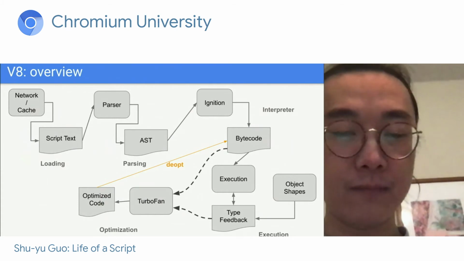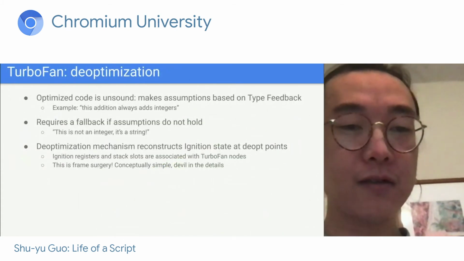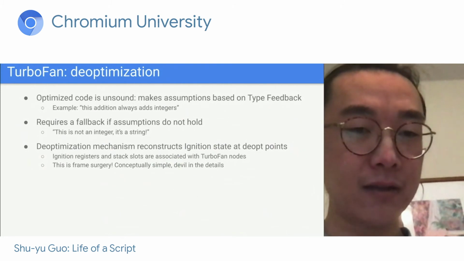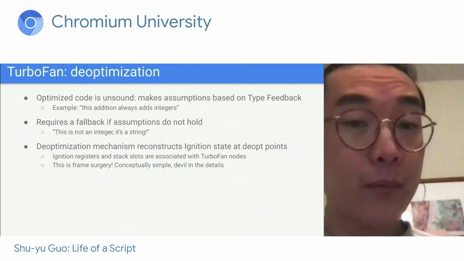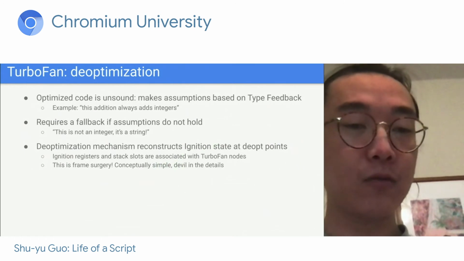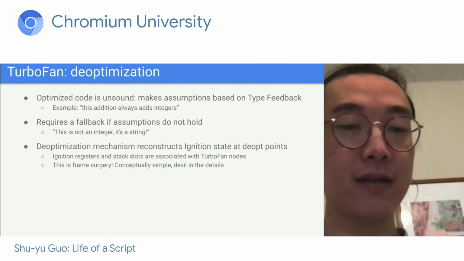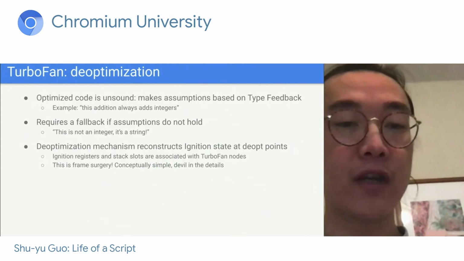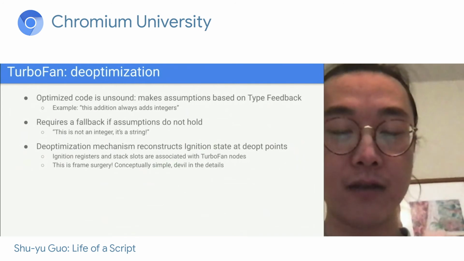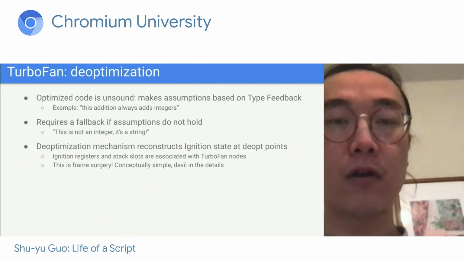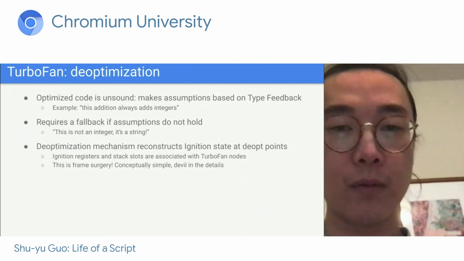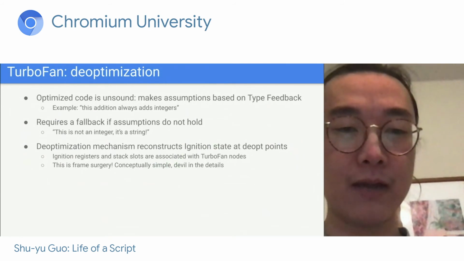So we optimize the function, but remember, this is JavaScript. So optimized code here is actually unsound, right? We made assumptions based on type feedback, like this addition always adds an integer. But future executions of it might break that assumption, which means we have to fall back. In this case, we have to deopt. The deopt mechanism is basically stack surgery, where we reconstruct the Ignition frame at a particular deopt point and go back into Ignition. Ignition code is always sound. It knows how to execute with all types, but TurboFan optimized code is optimized with a particular set of types gotten from type feedback and is unsound.